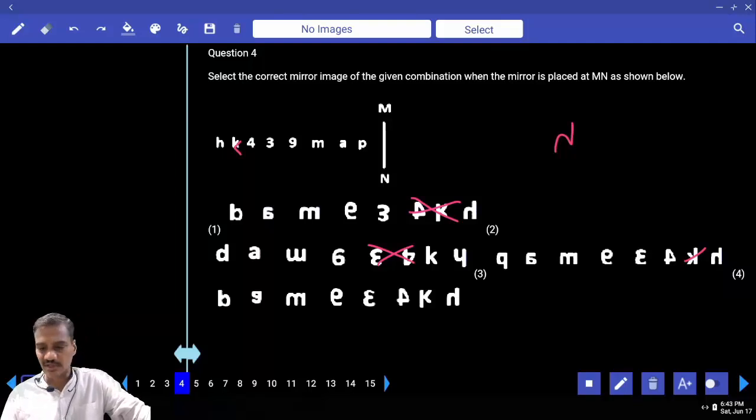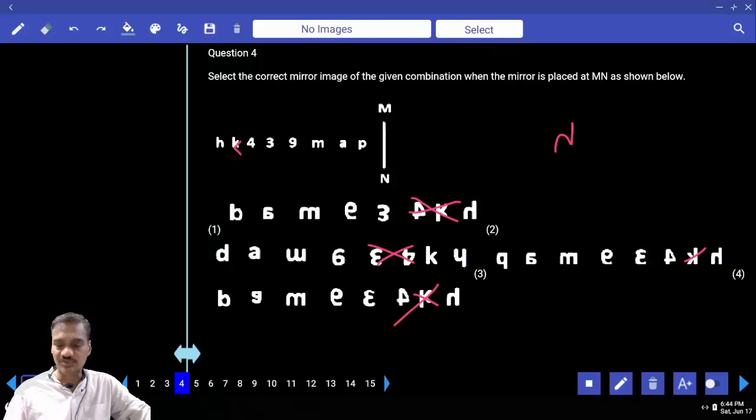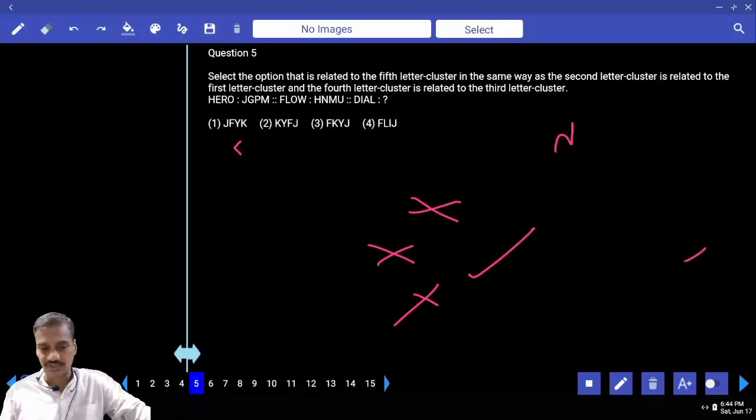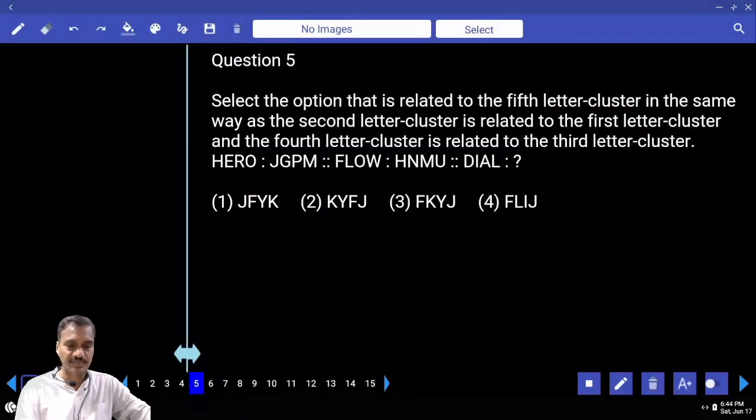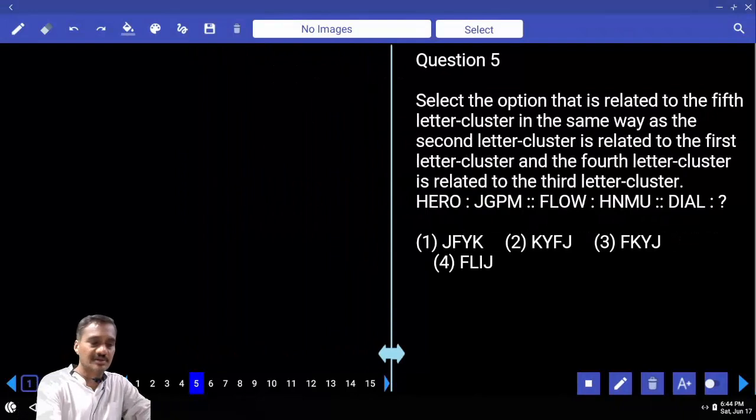The normal K is at this place. Now it could go upside down. Isn't it? And so what is your answer? Choice 3 is the answer. Question number 4, it is choice 3. Then coming to question number 5, HERO, JGPM.